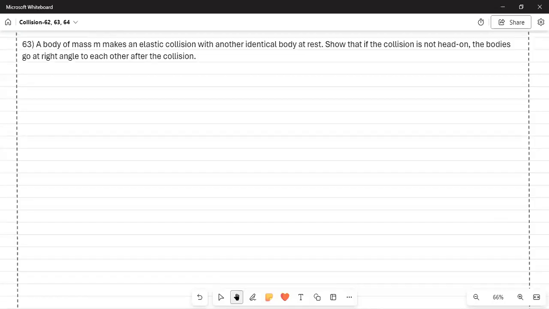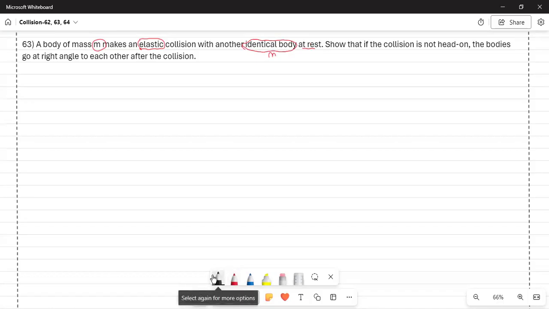Let's take problem number 62. It says a body of mass m makes an elastic collision. That means kinetic energy will remain the same before and after, and it collides with another identical body. That means the mass of this is also m, at rest, and this is at rest, right? So the diagram is like this.